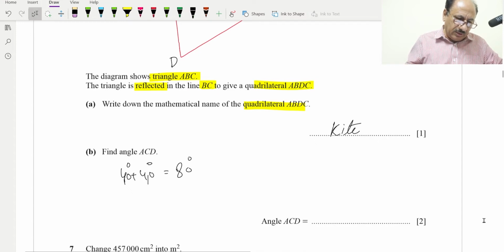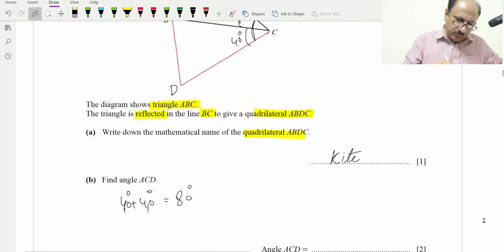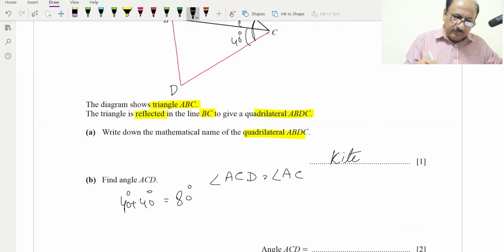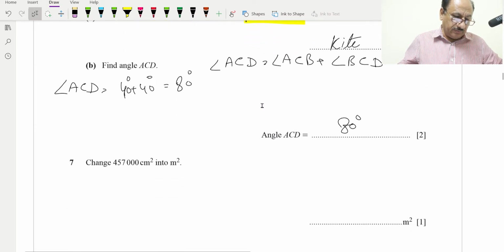And we can write here also that angle ACD is equal to angle ACB plus angle BCD, and here we can write angle ACD, and the answer is basically 80 degrees. Hopefully you understood each and everything.